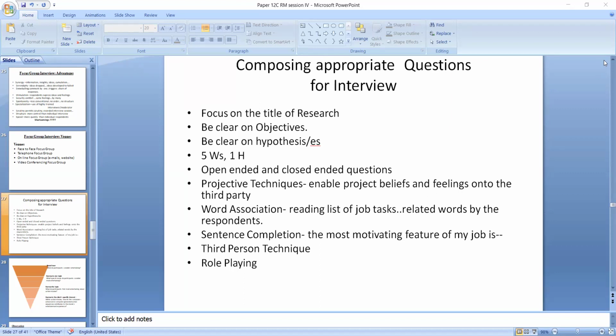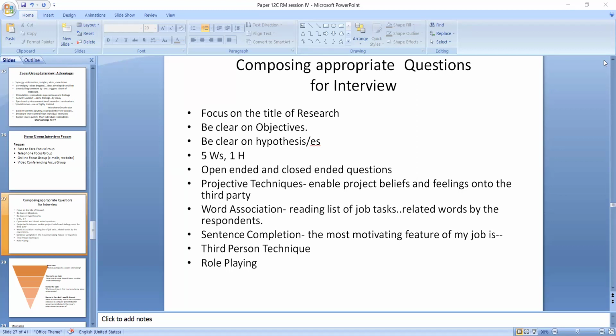The questions should be more open-ended and very few closed-ended in individual interviews and focus group interviews. In a survey, the majority of questions are closed-ended, where people are to tick. Projective techniques, we are going to study in the next session, though it is the coverage of today's content.